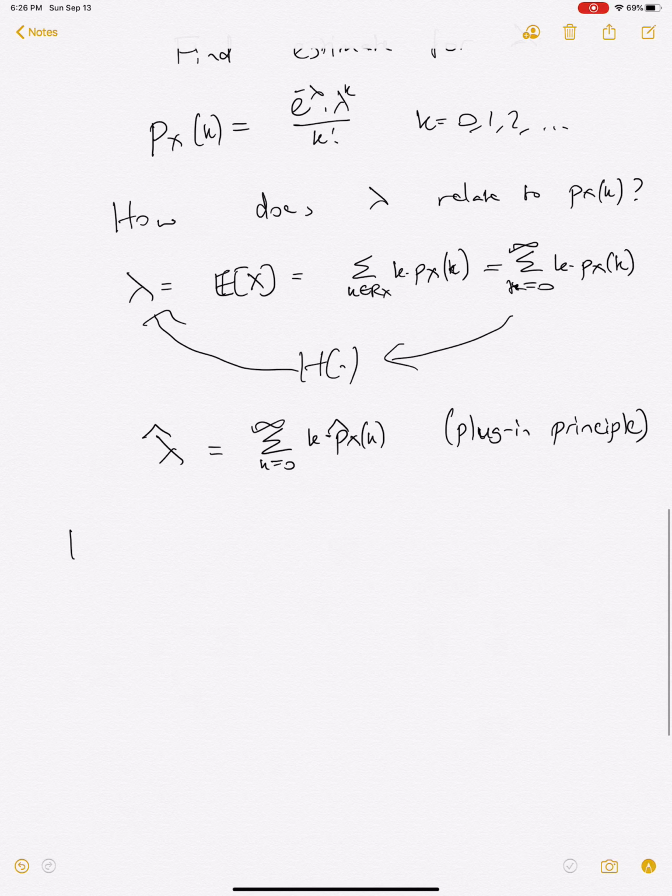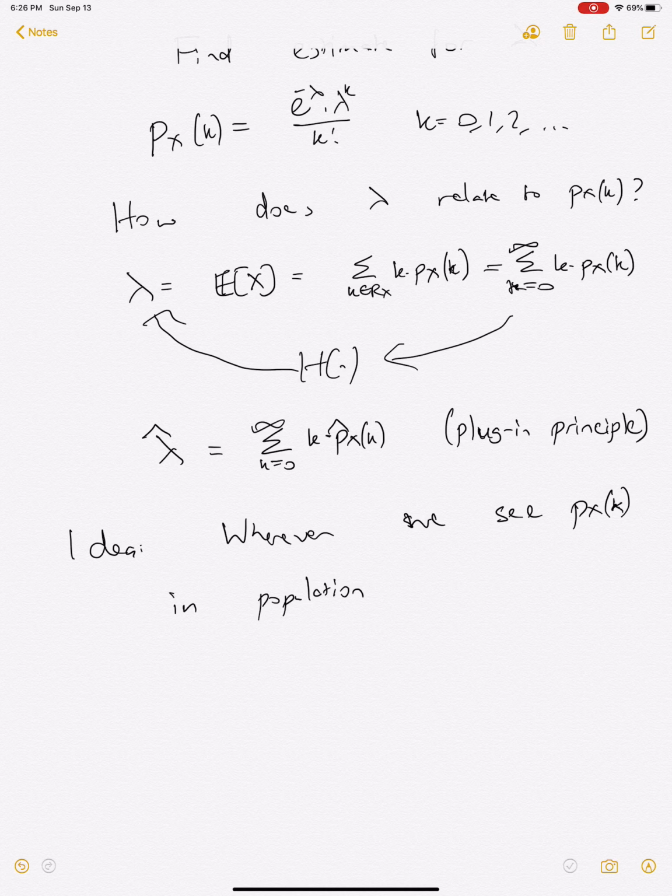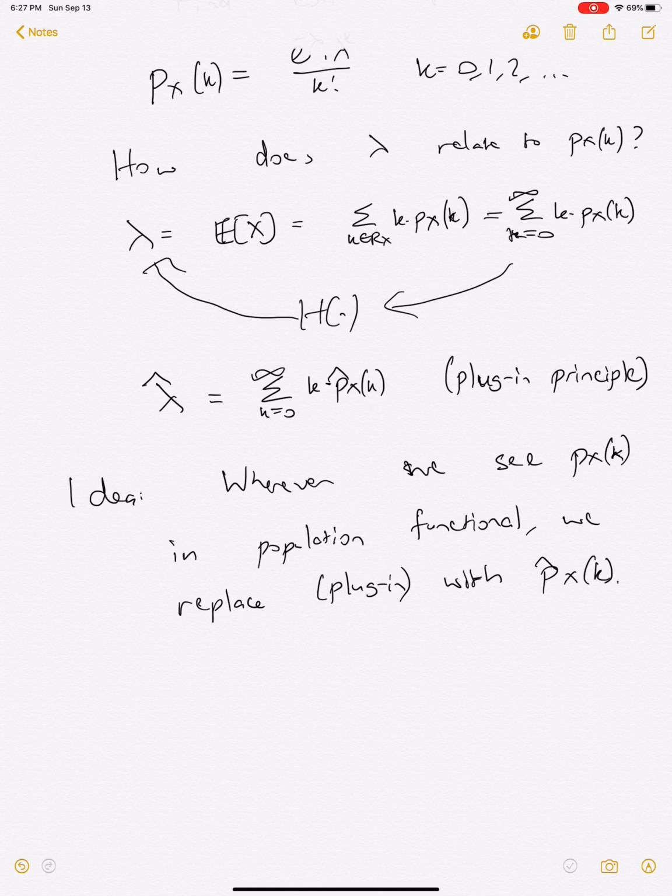So the idea is that wherever we see px of k in the population functional, we replace or plug in with p hat x of k. Okay, and that's exactly what we do here. So what do we get when we do that?